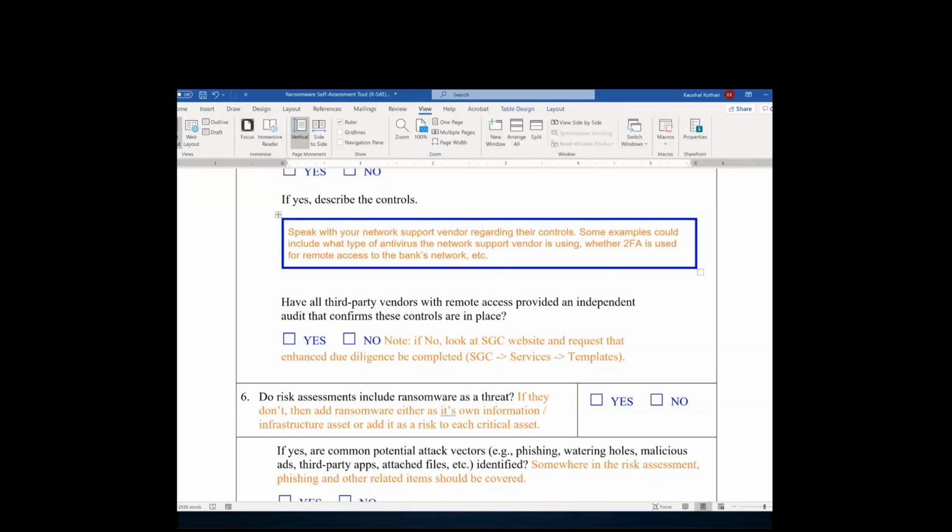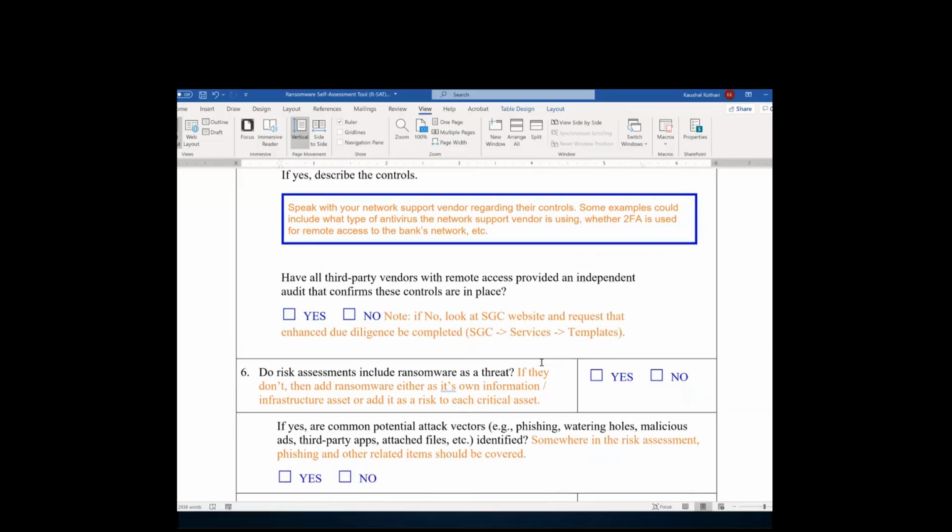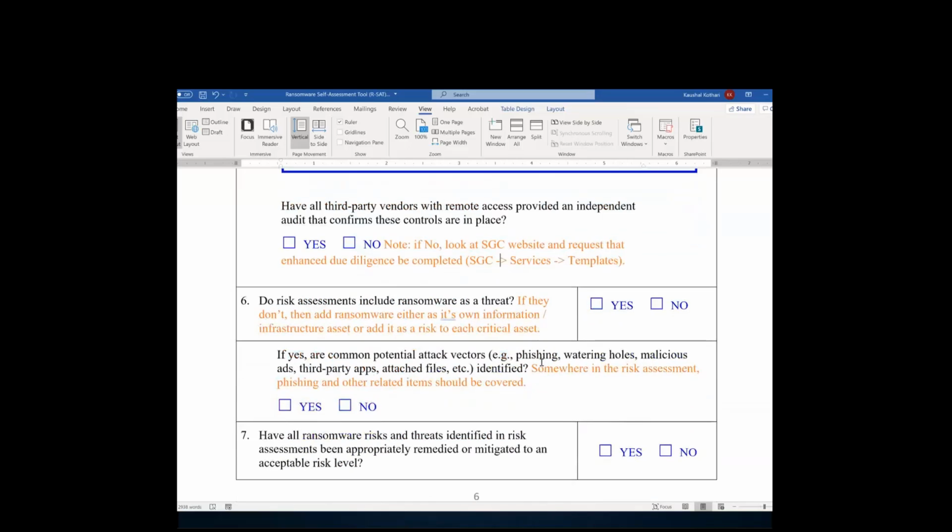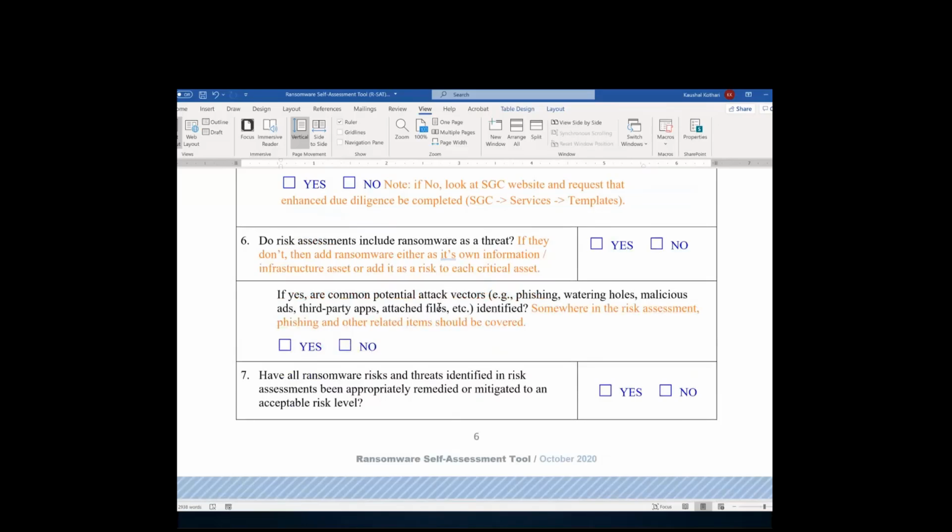And so if you go out to our website and you hover over services and click on templates, there's a template. It's the first one on the list for enhanced vendor due diligence. If they don't have audits, you'll definitely want to ask them to fill that document out, in addition to the questions we have a little later. It's just a simple yes or no, but if it's no, you definitely want to go out and do some enhanced due diligence on that vendor. So, do risk assessments include ransomware as a threat?